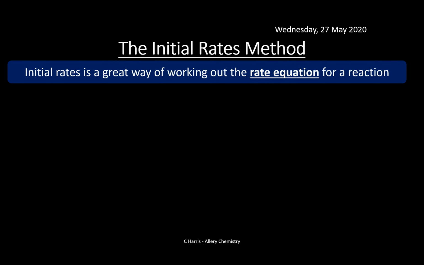Okay, like I say, we've looked at initial rates. We've looked at initial rates already, and we know that initial rate is the rate of the reaction right at the start.